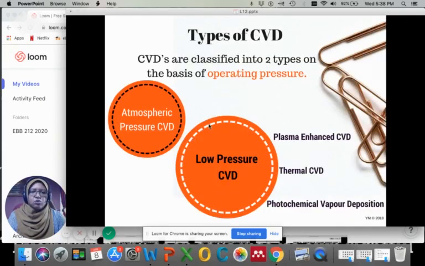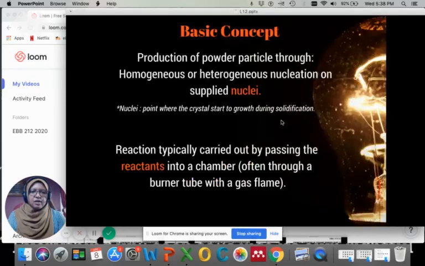Basically, there are two types of CVD which can be classified according to the operating pressure. As you can see here, one is atmospheric pressure CVD and the other one is low pressure CVD. In low pressure CVD, we have plasma enhanced CVD, thermal CVD, and photochemical vapor deposition. But at this stage, I'm not going into detail on the types of CVD because our objective in this lecture is to learn the basic concept of CVD.